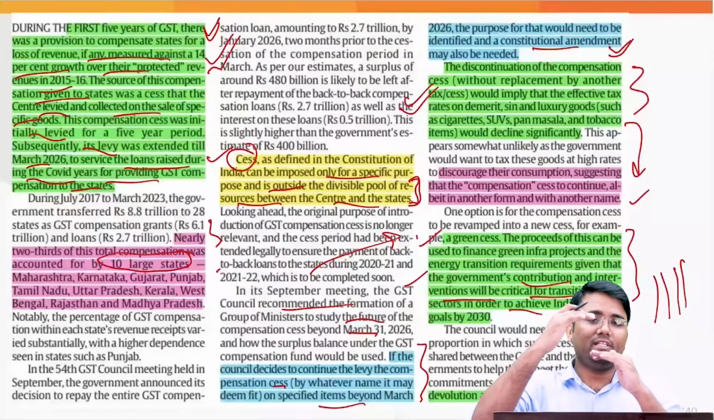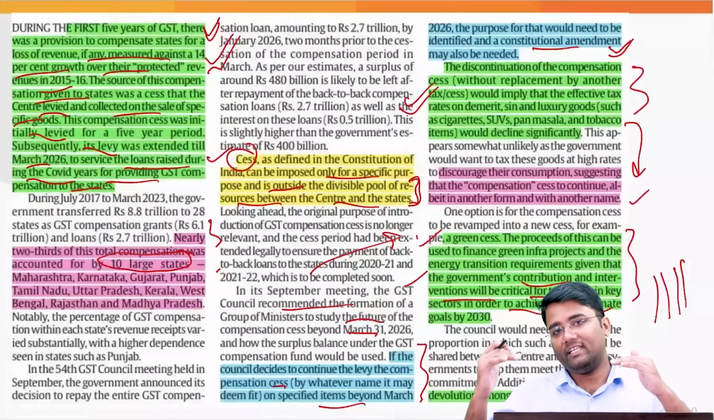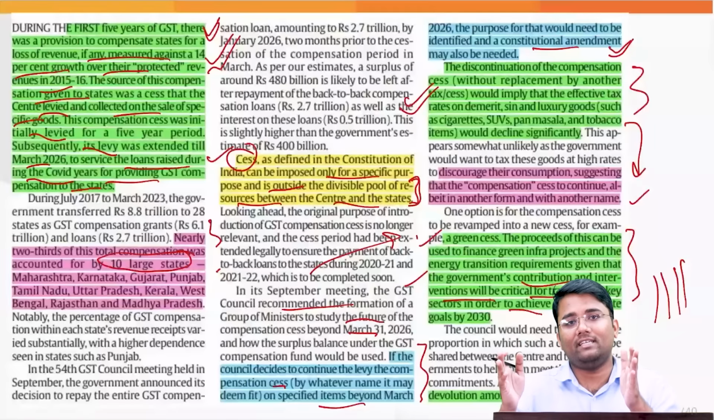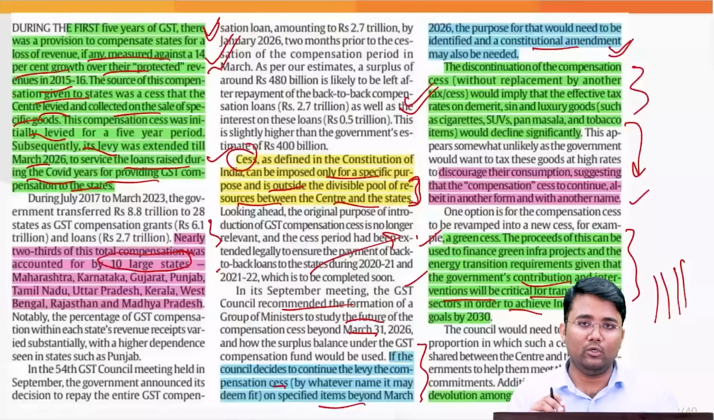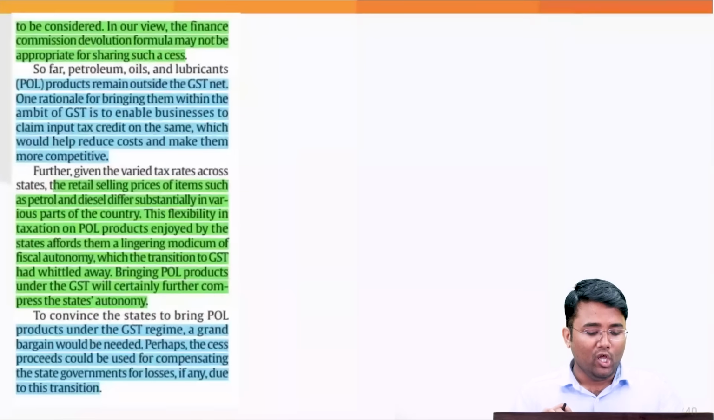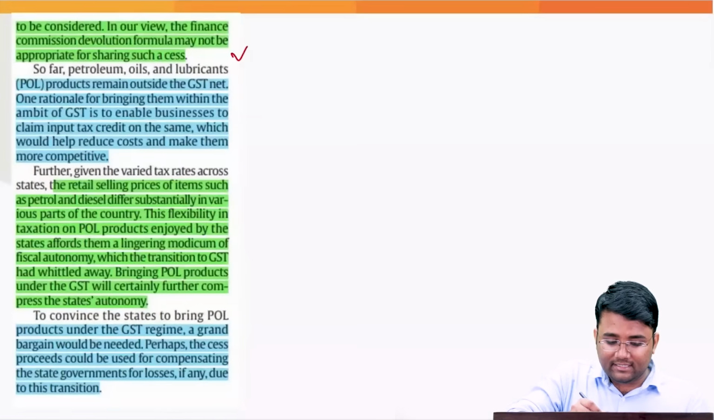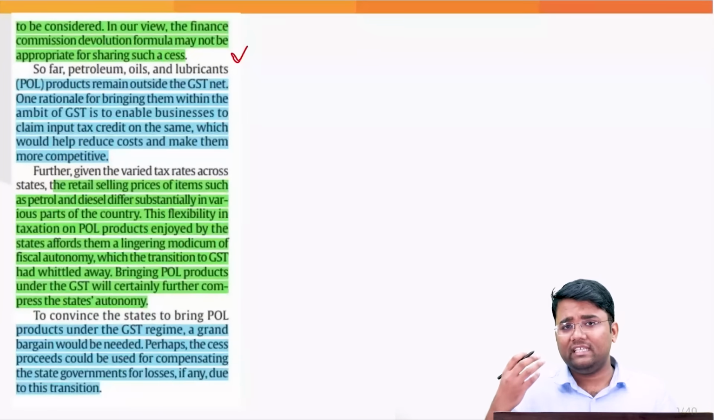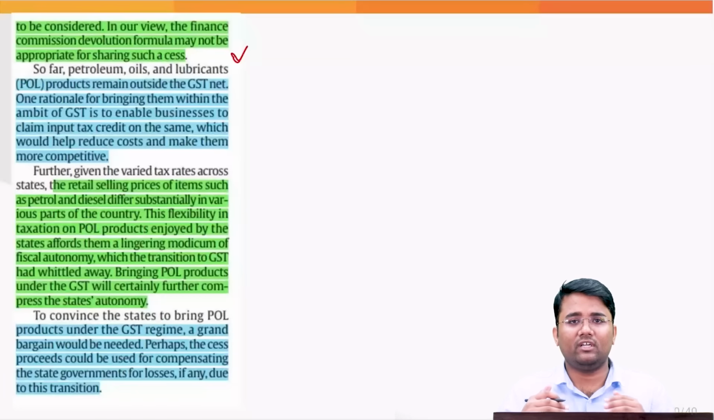Means, as of now, vertical devolution between the union government and the state governments is being looked at, but the horizontal devolution between the states also needs to be looked after, so that the distribution is based on equitable principles. Also, as the writer is suggesting, petroleum products, electricity, and a lot of other products are outside the ambit of the GST Council at present.